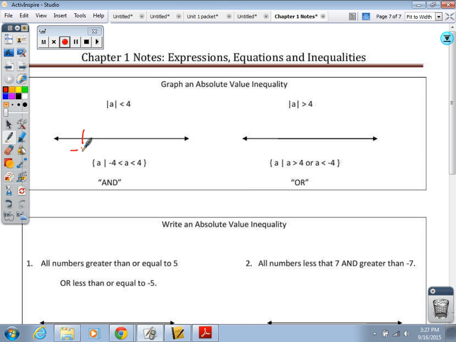So we're going to have a negative 4 and we're going to have a positive 4. These are both open circles, and since this is an and, it's everything in between. Now, here we're going to have negative 4 and positive 4. This is an or problem because it's greater than, which means we want a is greater than 4, so here you go. And we want a is less than negative 4, so here you go. Okay, and that's what you need to pay attention to, whether or not it's an and or an or. Okay, that's how you graph them.